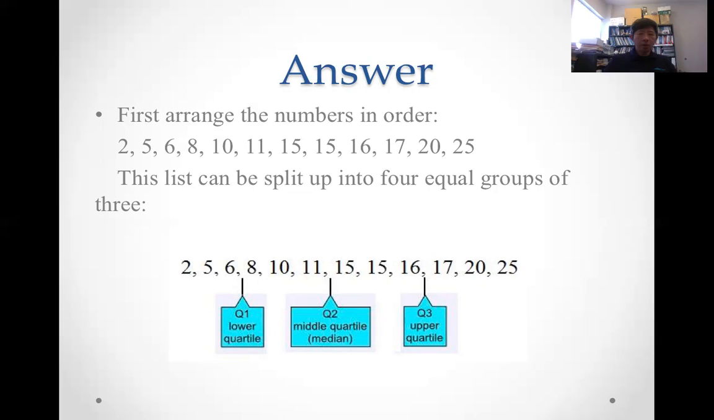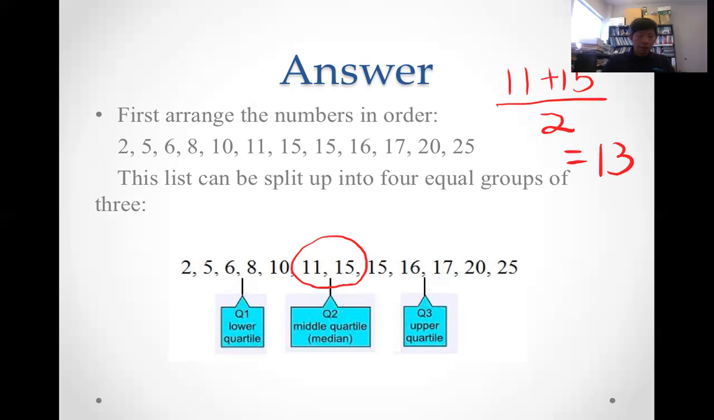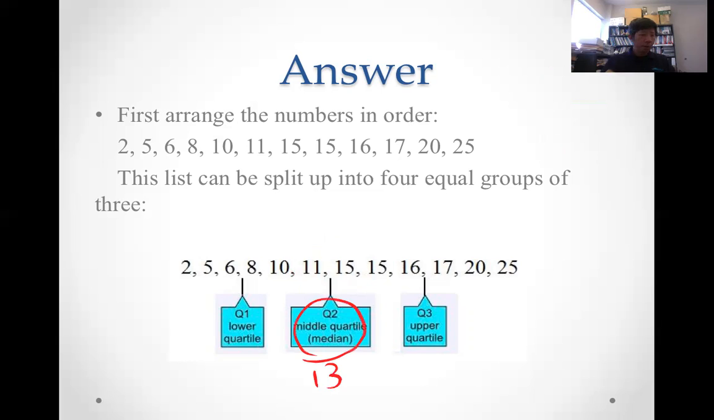Now that we sorted the data, we wanna find the median, okay? The median is right here, between 11 and 15. So we take 11 plus 15 divided by 2. So therefore, we will get 13 for this, all right? So Q2 will be 13, all right?